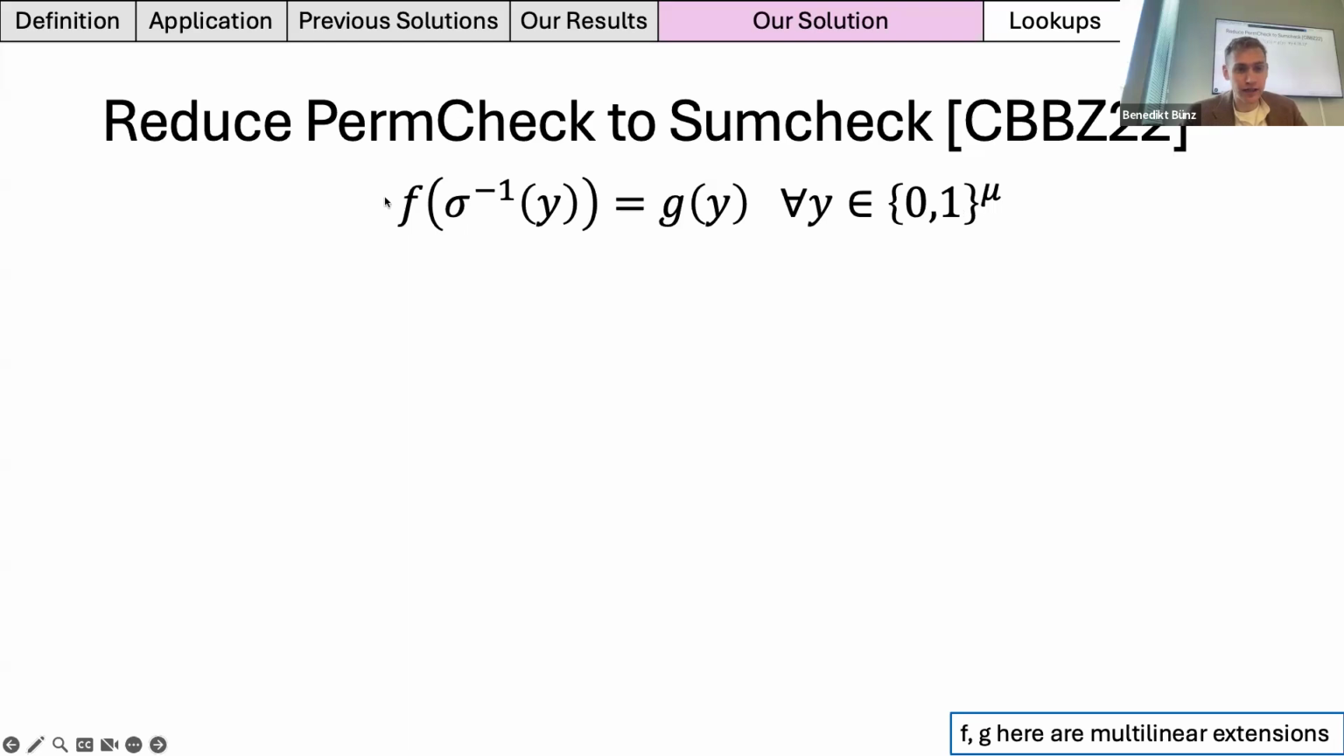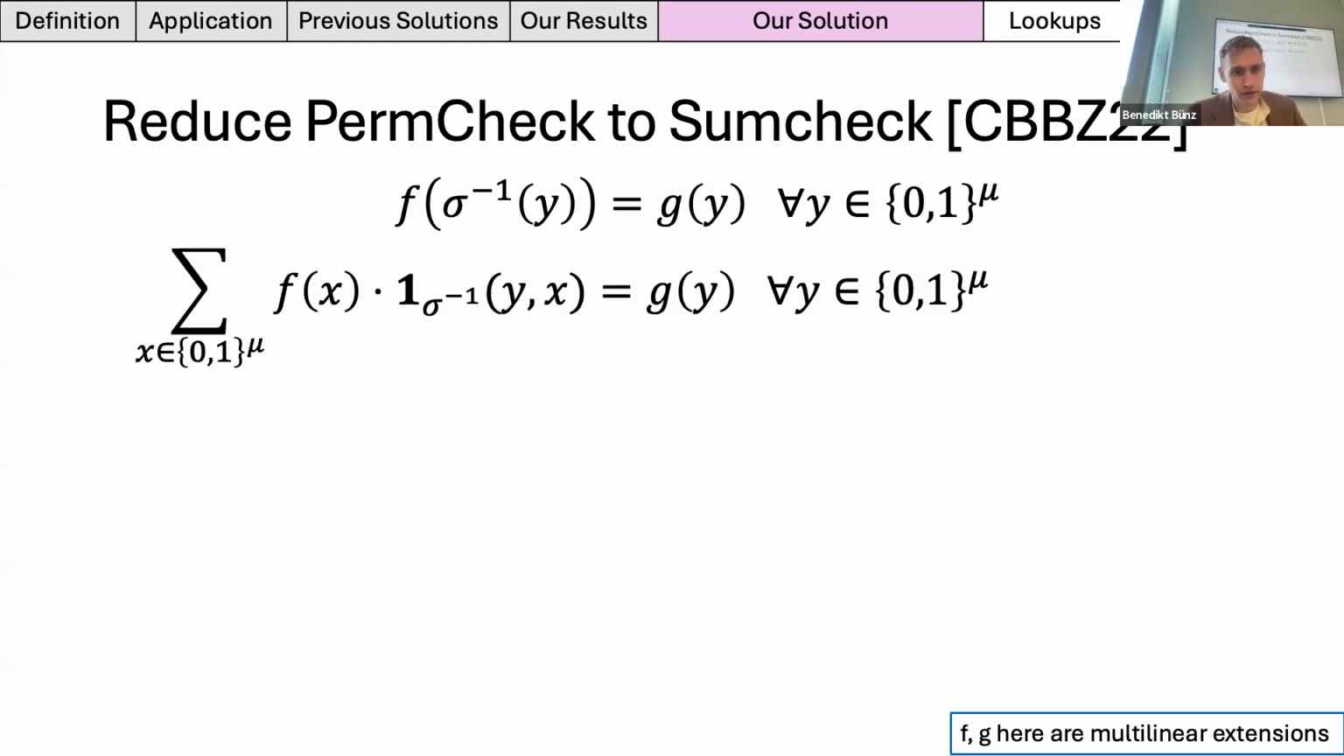The reason I don't prove this directly is because f of sigma of y, or g of sigma inverse of y, are going to be quadratic in size. I don't want to go into all of the details, but essentially there's going to be a quadratic blow-up. So we need to do something slightly smarter. I can write this in a different form. Instead of looking at f of sigma inverse of y, I look at f of x times sigma inverse of y of x, and is equal to g of y.